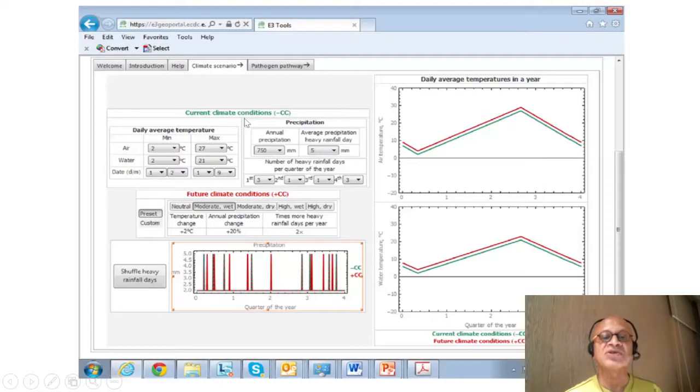So current climate conditions: daily average temperatures, minimum and maximum, air, water, and the days, annual precipitation, average precipitation, heavy rainfall, number of heavy rainfall days per quarter of the year. Future climate conditions, so preset versus custom choices users can make: temperature change, annual precipitation change, times of more heavy rainfall days, and shuffle heavy rainfall days. So you can change the seasonality.